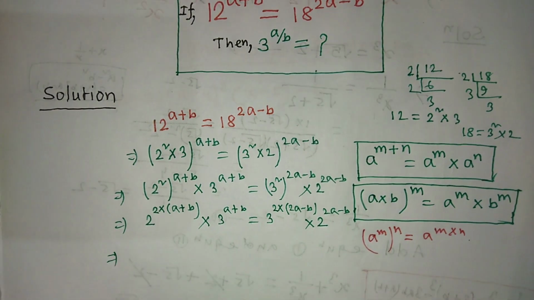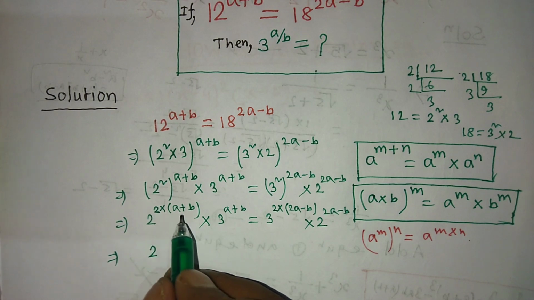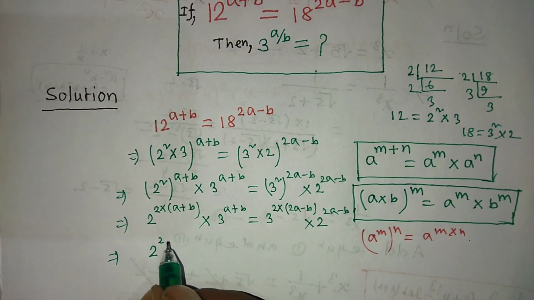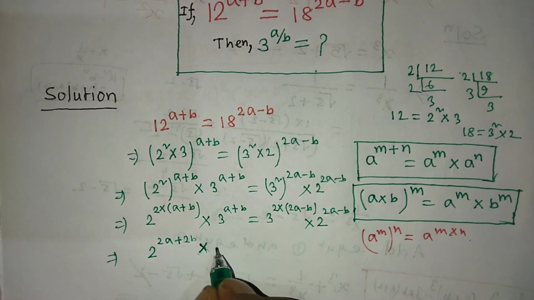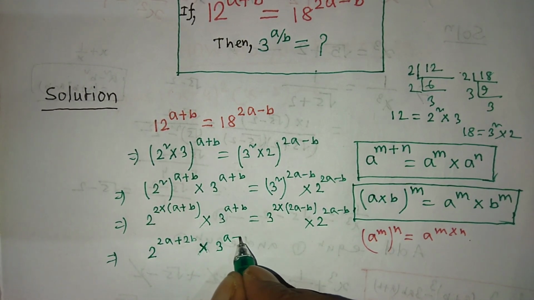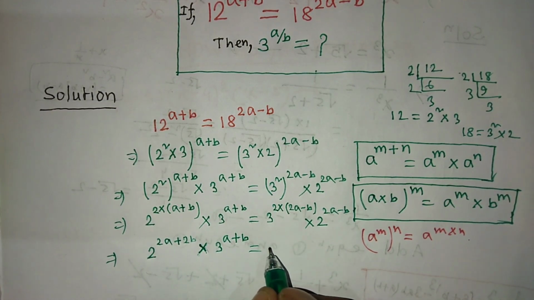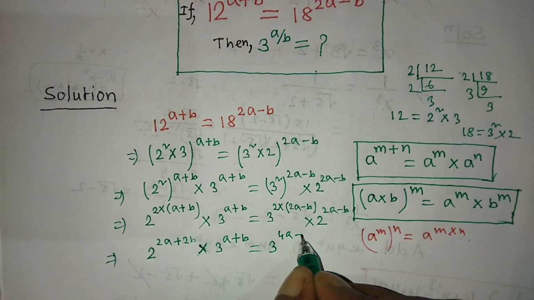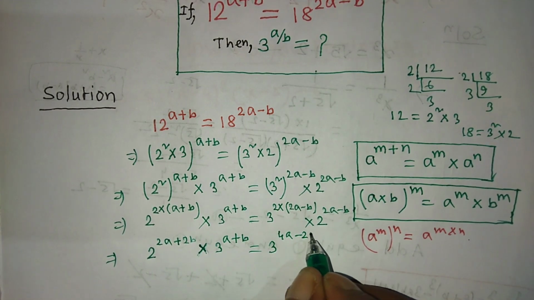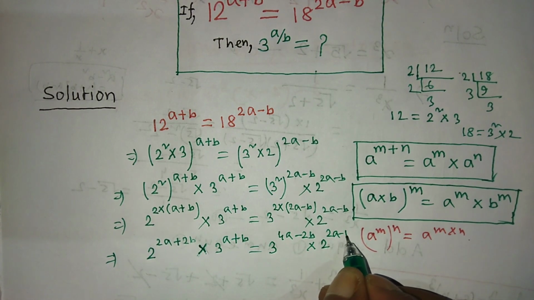Okay student. After that, if you multiply 2 with a plus b, we write 2a plus 2b, into, again 3 to the power a plus b is equal to, on the right hand side we write 3 to the power 2 into 2a, that means 4a, minus 2 into b, that means 2b, into 2 to the power 2a minus b.